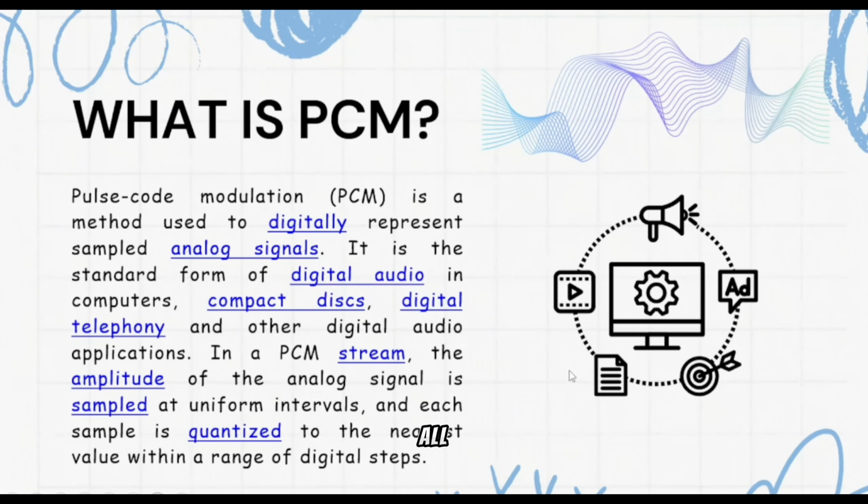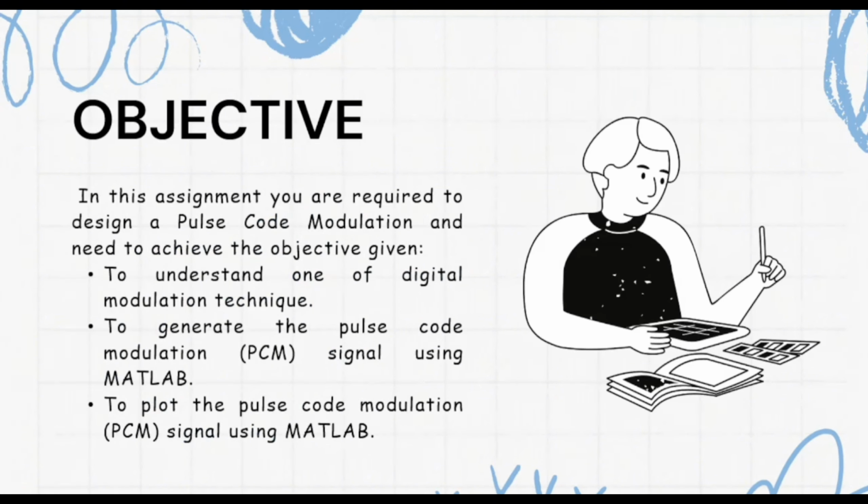So first of all, what is PCM? PCM, or Pulse Code Modulation, is a method used to digitally represent sampled analog signals. It is the standard form of digital audio in computers, compact discs, digital telephony, and other digital audio applications. In a PCM stream, the amplitude of the analog signal is sampled at uniform intervals, and each sample is quantized to the nearest value within a range of digital steps.